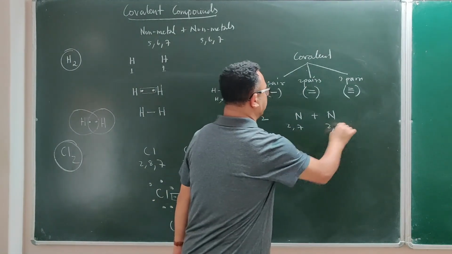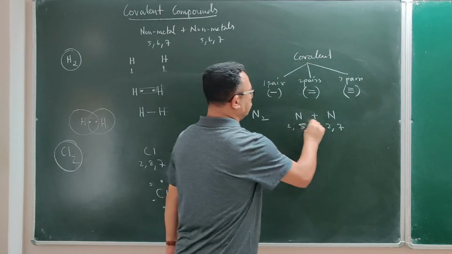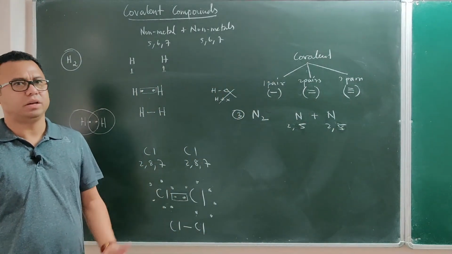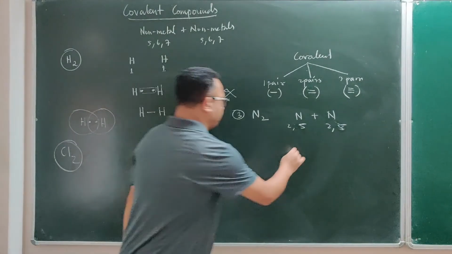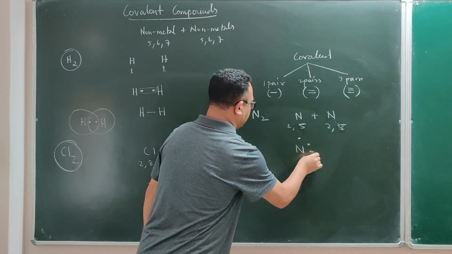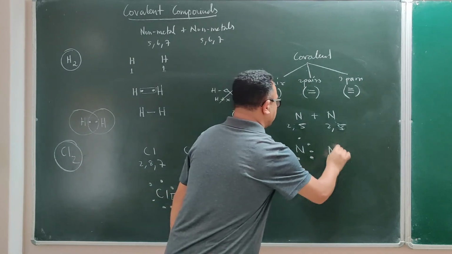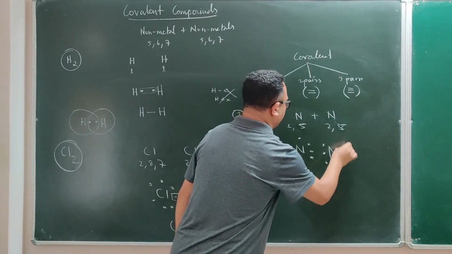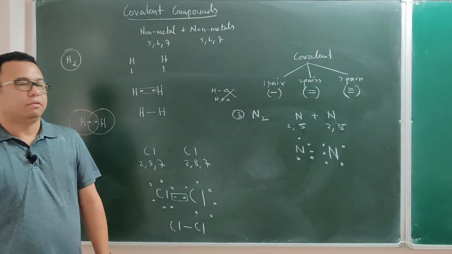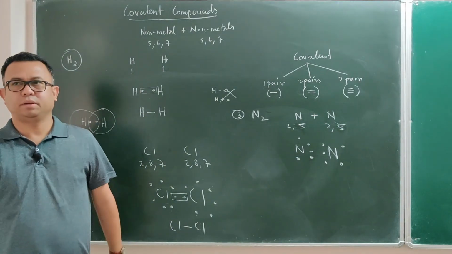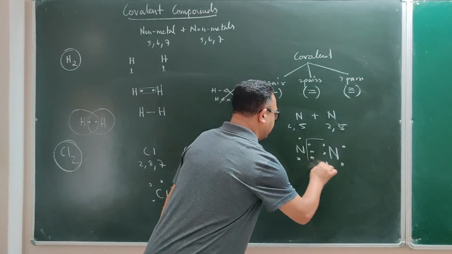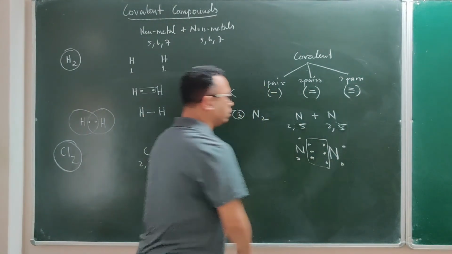Oh, sorry, 2,5 and 2,5. So outermost shell is 5. Not happy. So here, if I make the structure of nitrogen 1, 2, 3, 4, 5, and this nitrogen also 1, 2, 3, 4, 5. So here I have made a structure of nitrogen. Now the only way in which they will get a stable configuration is by sharing electrons, and they will share all together. Here it is, 3 pairs of electrons they will share.